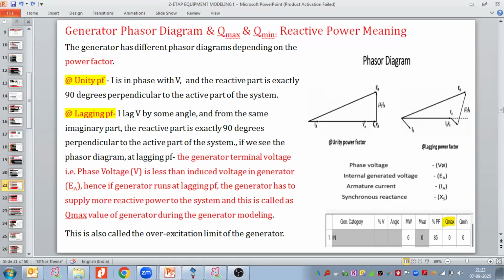generator modeling in ETAP, because it is supplying. This is also called the over excitation limit of the generator. I hope you have heard these words, over excitation and under excitation of the generator. When the generator runs in this kind of situation, the generator is running in the over excitation state. Then we have the under excitation state.